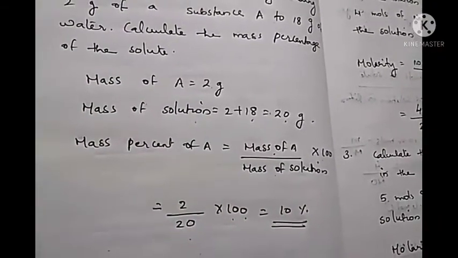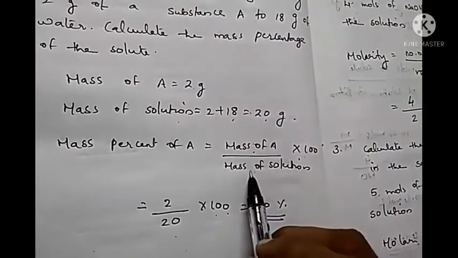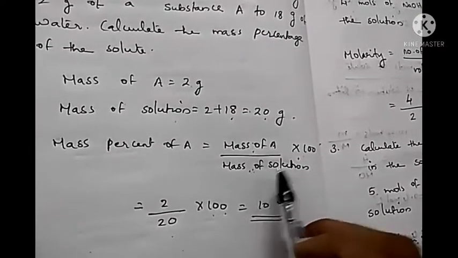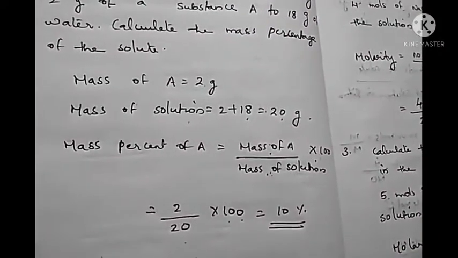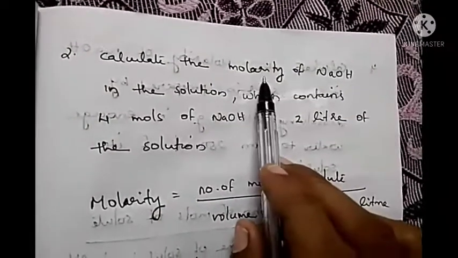Okay, so this is the way to calculate the mass percentage: mass of the solute divided by total mass of the solution, that means mass of solute plus mass of solvent, into 100. Clear that?